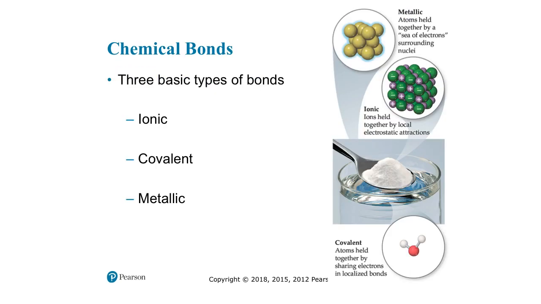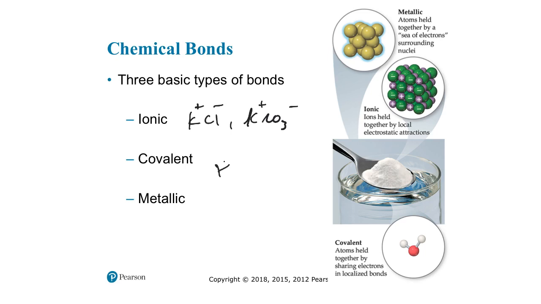So there are three basic types of bonds, two of which we talk about in this chapter. Ionic bonds are the bonds present in things like KCl, KNO3, any type of ionic compound. So this deals with the ionic attraction of cations and anions.